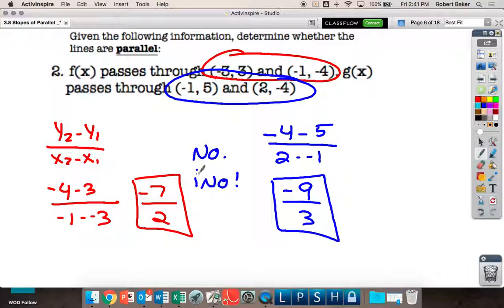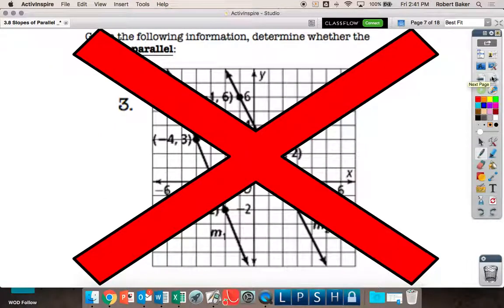No. Bilingual answers. Write it in French. Are those French parallel? I don't know how you say no in French. No, no, oui. No in German. Nein. No, everywhere. No baguette. No, everywhere.